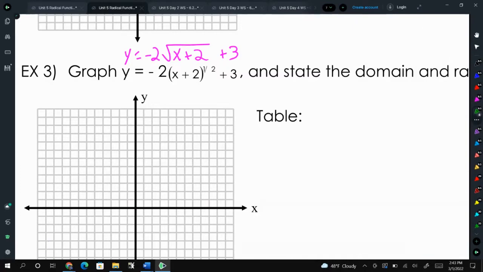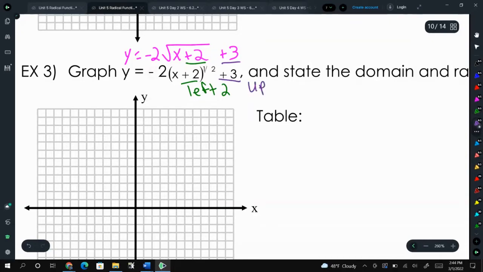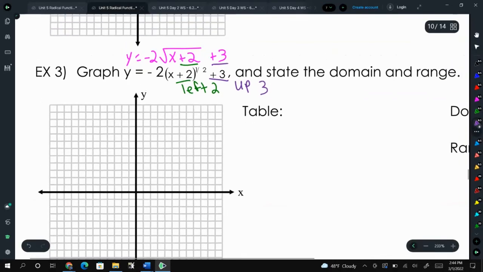So this looks just like what we did before, except now we have an h value of plus 2 and a k value of plus 3. What that does is that plus 2 means we're going to be moving left 2, and that plus 3 on the outside means we're moving up 3. Now we're going to do the exact same process that we just did.